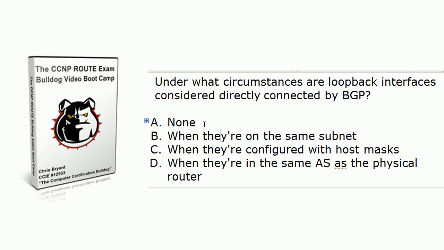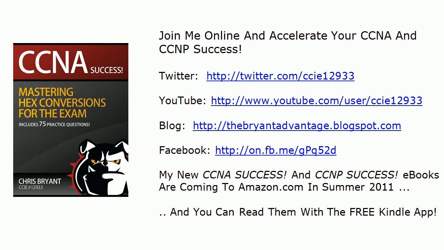But if you're doing that, you may have to use some extra commands because BGP does not consider, and there we go, just that highlight, BGP does not consider loopback interfaces to be directly connected. As a matter of fact, I'm going to jot down a note right now because that's going to be my next CCNP route tutorial for you Bulldogs, showing you exactly why we care about that and the extra commands that go along with it. But again, BGP does not consider loopbacks to be directly connected even if they're on the same subnet. It does not matter.